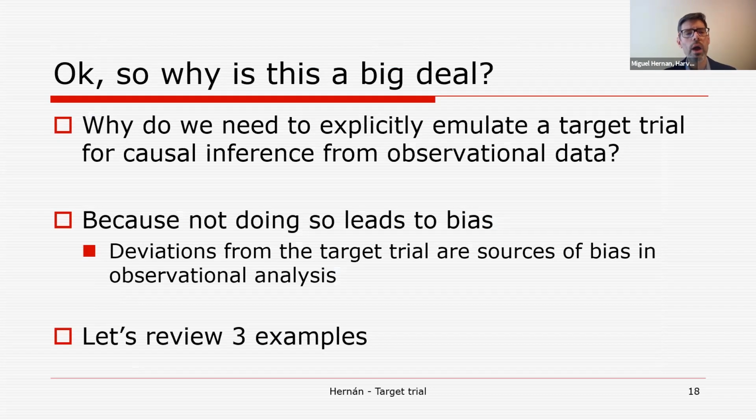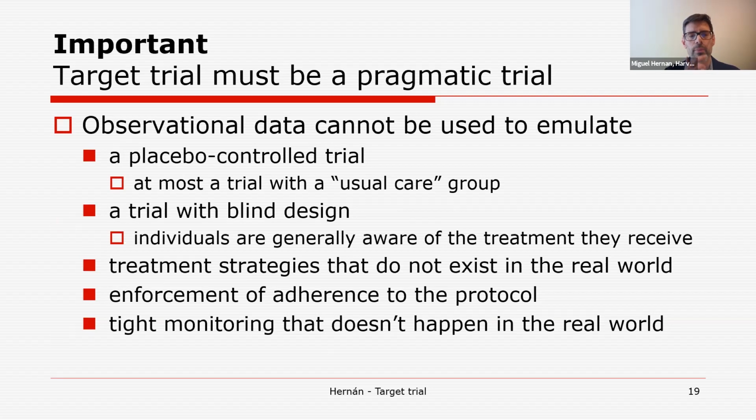So why is this important? Why do we need to explicitly emulate a target trial for causal inference when we're using observational data? And the reason is simple, because when we don't do that, we have a higher probability of getting a biased estimate. And I'm going to illustrate this with 3 examples that we've been working on over the last decade or more. And the first example, oh, sorry, some very important point before I move there.